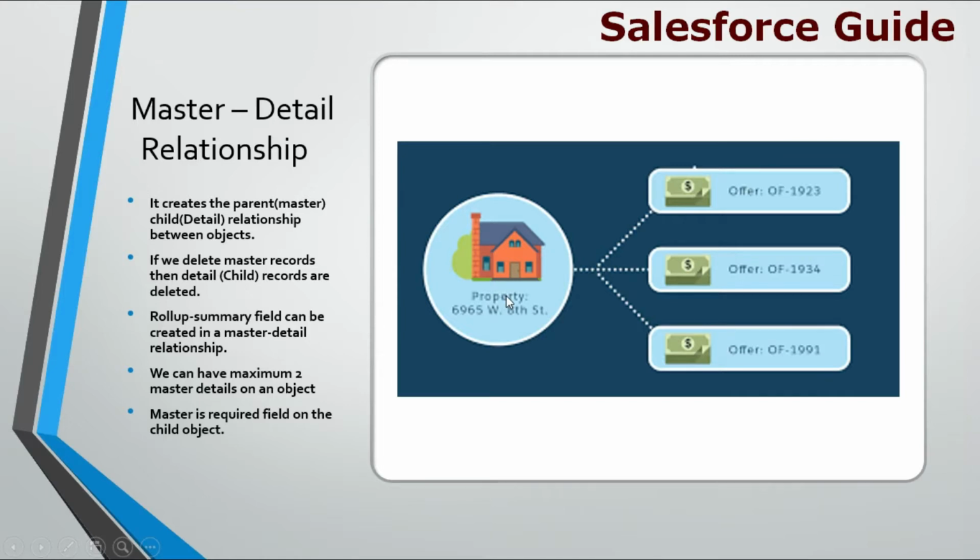If you select max, it will show the maximum amount. If you select min, it will show the minimum amount. So it will work like that. About the master-detail relationship, Salesforce has provided a restriction: an object can have a master-detail relationship with a maximum of two master objects.